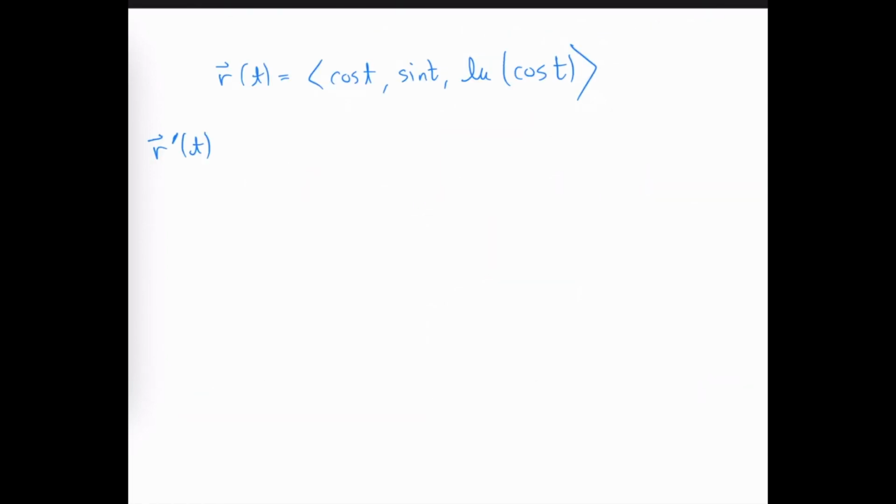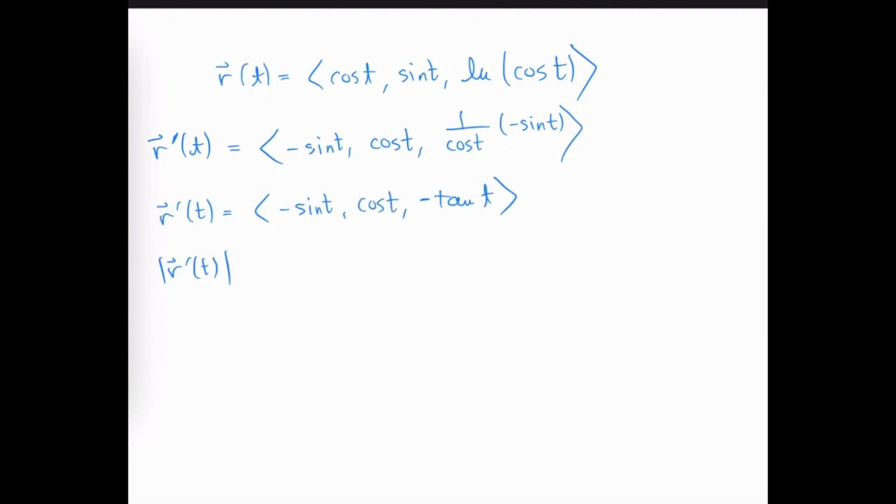Now, to determine the integrand, we need to find the derivative vector function. The derivative of cosine is minus sine, the derivative of sine is cosine, and the derivative of the ln of cosine by the chain rule is 1 over cosine times the derivative of the inside, which is minus sine t. So that's going to end up making the z component negative tan t. The integrand is going to be the magnitude of this derivative vector, so we're going to square each of these components and add them together.